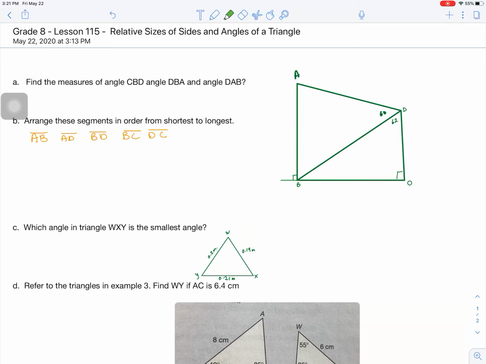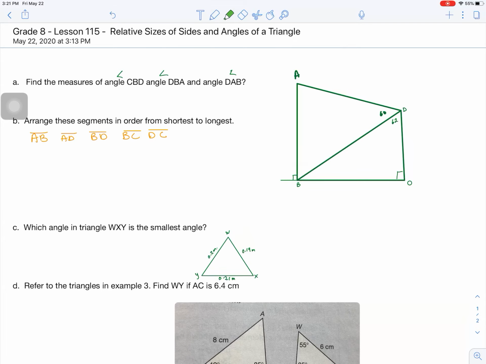So also when you're looking at angles that are the same, similar triangles, you can also find your measures. We've been over that as well. And that should help you in a fairly easy way work your way through the questions that we have here. So I'm going to walk through these questions. It says, find the measures of angle CBD, angle DBA, and angle DAB.